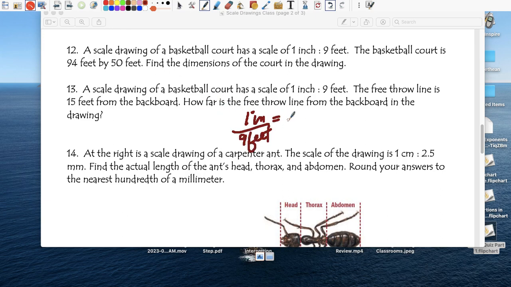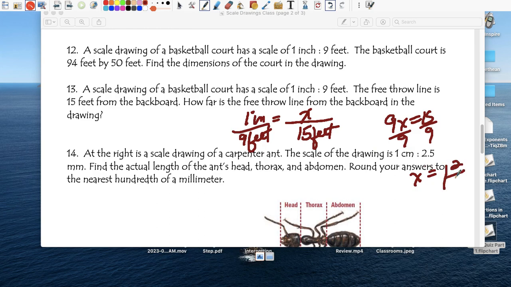Again, in real life, it's 15 feet, the free throw line, and we want to know how many inches that would be on the drawing. 9x equals 15. Divide both sides by 9. X equals, let's see, 15 divided by 9, and no. So 1 2/3. Yeah, 1 2/3 is what I have.